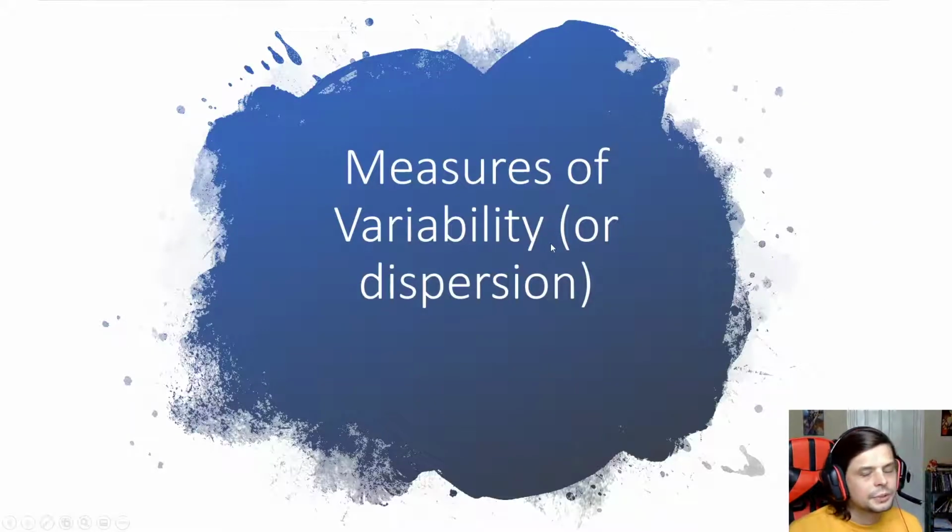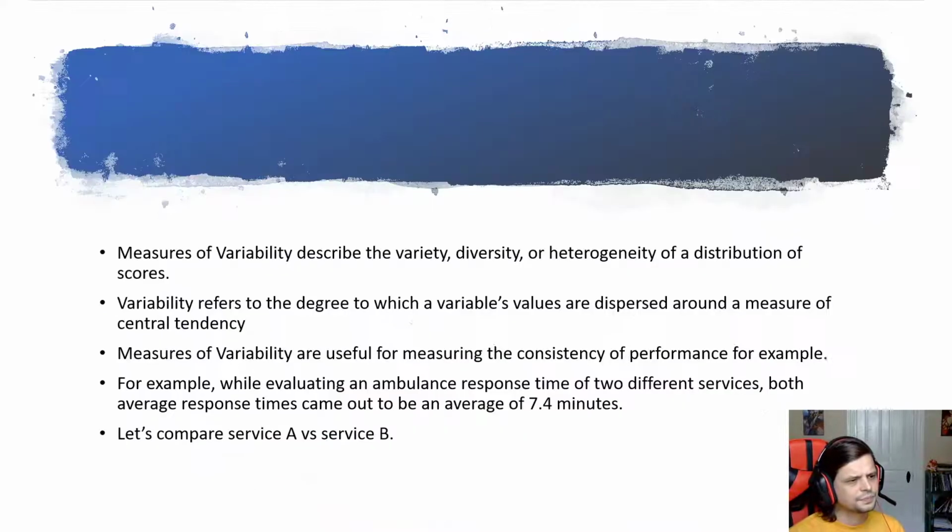Measures of variability. It's called measures of variability or dispersion. So let's go ahead and dive right on in. What this actually does is it describes the variety, diversity, or heterogeneity of a distribution of scores. Hetero means different, homo means same. So again, variety, diversity, how different, and you get it, it's how things are spread apart.